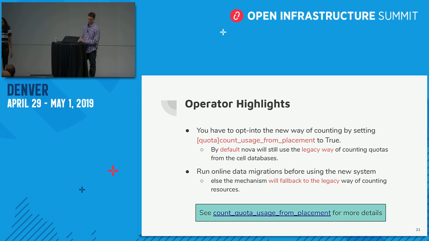Operator highlights around this feature would be that it's an opt-in way of counting quota. So by default, you would still use the legacy way, which is going through all the cells and aggregating the results. Of course, the cells are targeted in parallel, so it's a little bit performance efficient. But if you're using placement, then you have to set count usage from placement to true in the deployment, in which case Nova will start using placement to count quotas, to count resources.